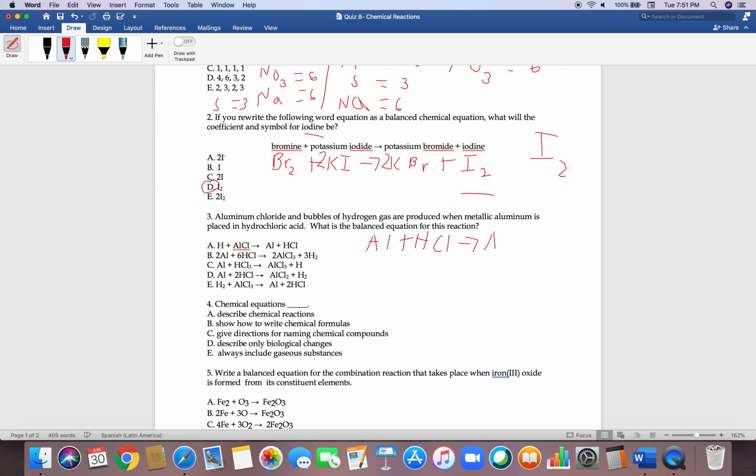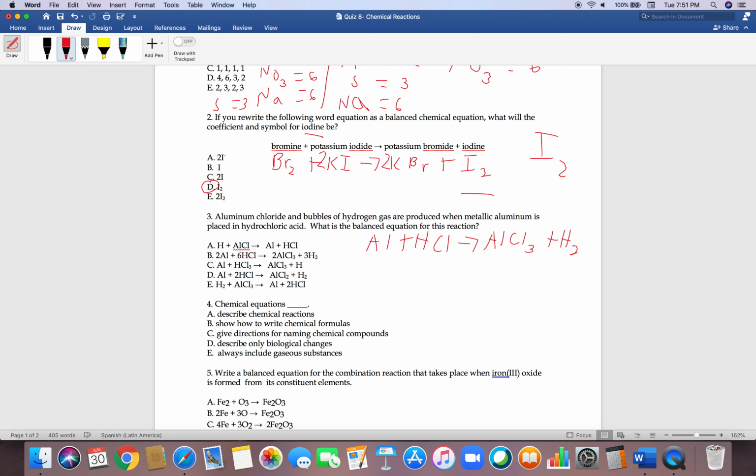Now this is where you've got to be able to write your ionic compounds. Aluminum has a +3 charge. Chlorine has a -1 charge, so I'm going to need 3 chlorine. And bubbles of hydrogen gas are produced, meaning hydrogen in its elemental form, diatomic gas, so H2. So this is our unbalanced equation. We now need to balance this equation.